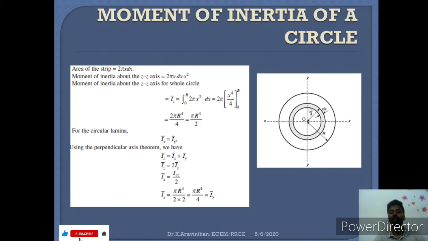If you integrate from the origin to the extreme part, the origin will be at 0 and the extreme part will be r. So that is why if we integrate, 0 to r is the limit. So if you integrate with respect to x, you will be getting x power 4 by 4 of limit 0 to r. If you substitute the limit, you will be getting, after simplification, pi r power 4 divided by 2 is the moment of inertia in the radius direction.